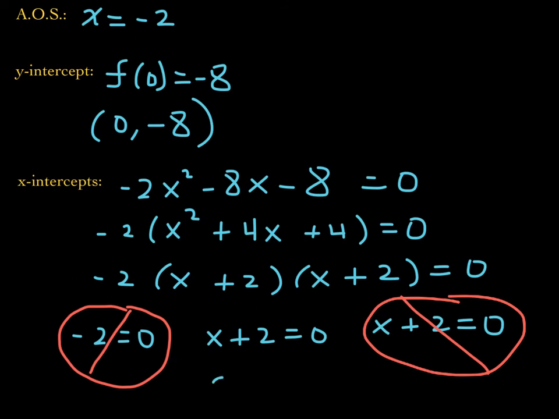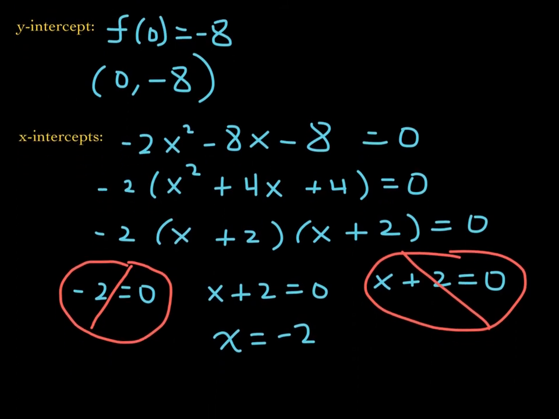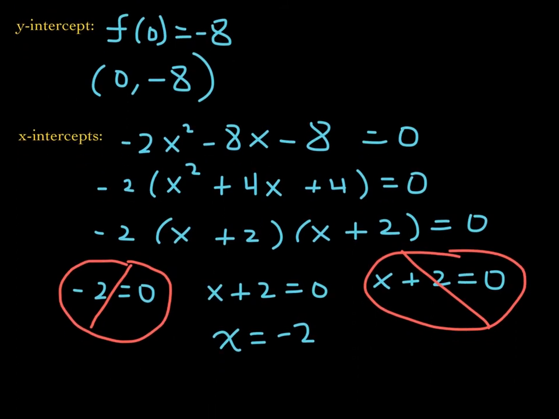So you're getting x is equal to negative 2 after subtracting 2 from both sides. So your x-intercept actually happens to be just one. What I mean is just one x-intercept, not 2. So your x-intercept is (negative 2, 0). All right, let's go to the x and y coordinate plane and plot everything we have.